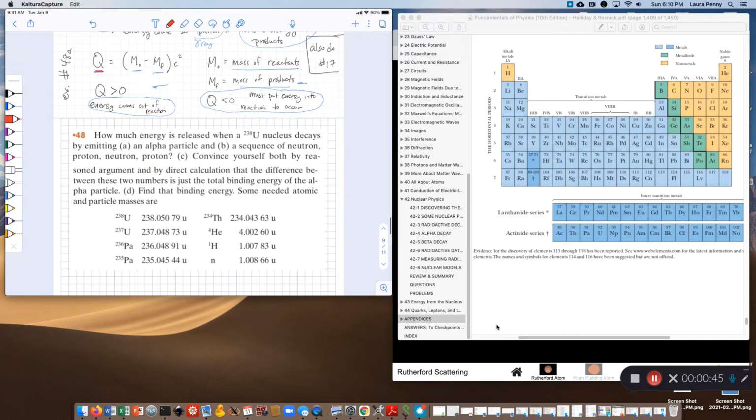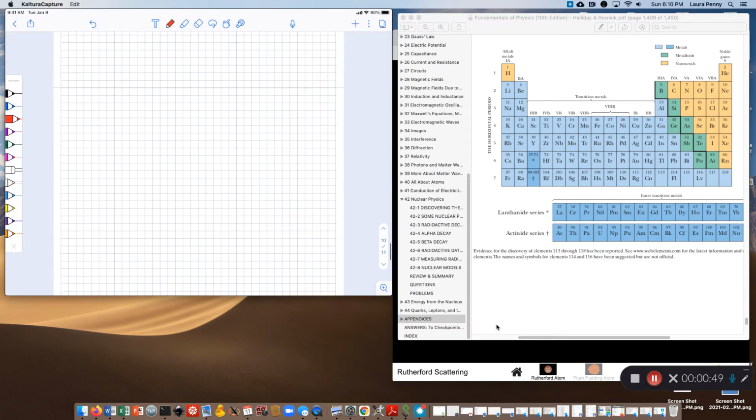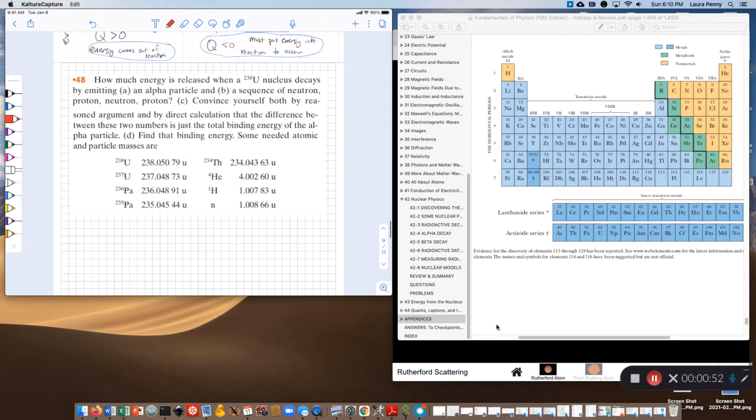So number 48, and I'm going to do part of this, and I'm going to do number 17, probably all of that. But 48 is a little long, but we'll do some of it. It says, how much energy is released when a uranium-238 nucleus decays, emitting an alpha particle? And then it has us do 4 more reactions, where the 238 releases a neutron, then a proton, then a neutron, then a proton, and it becomes successively different nuclei as it goes through this.